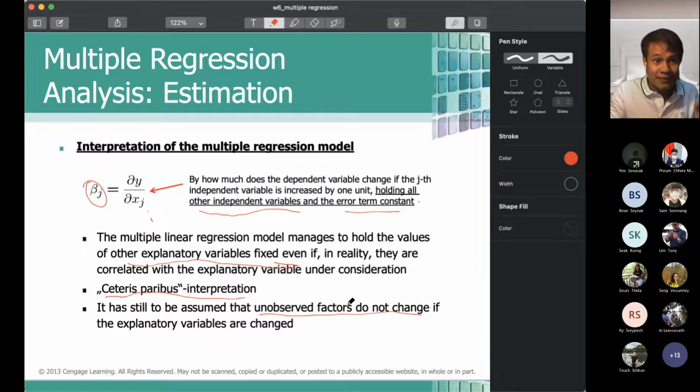You need to make sure that assumption number 4 and assumption number 5 are met, because in interpretation, we have to make sure that unobserved factors that are in the error term do not change as well. If the explanatory variable of your interest changes, you want to say that if x1 increases by 1 unit, all other x are constant and the error term is also constant, then so on. Right? This is the meaning and the interpretation in the multiple linear regression model. Questions?